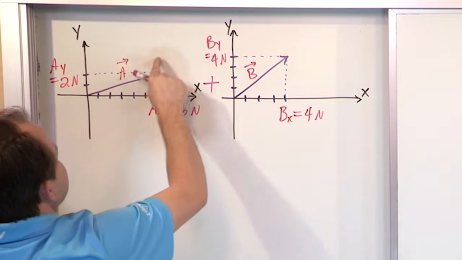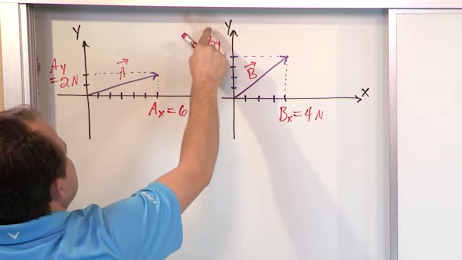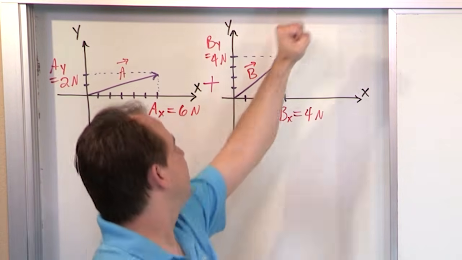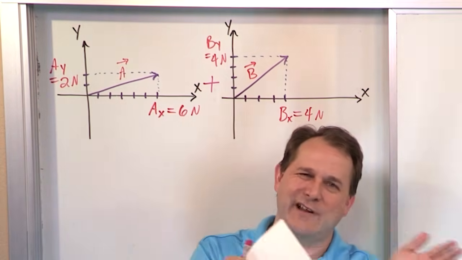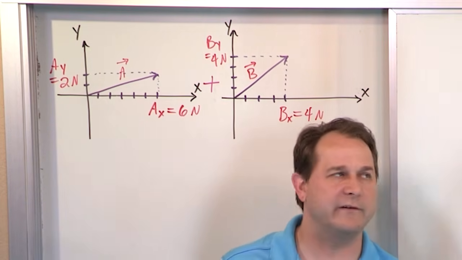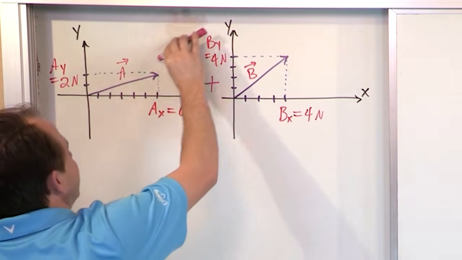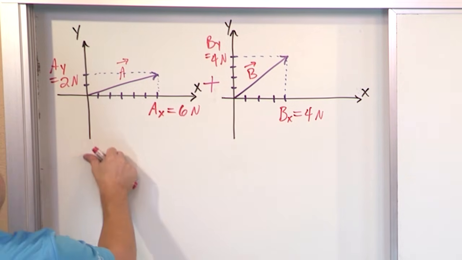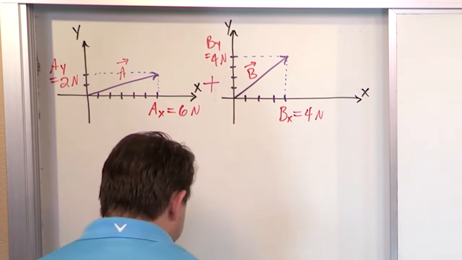So the sum of the vectors is going to be something like this, which makes sense because if I'm pulling this way and I'm also pulling this way, then they're kind of in the same direction. They're not quite, but they're sort of in the same direction. So it makes sense that the final vector would be longer like this. But we don't want to do graphical. Graphical's, you know, kind of a pain. So how are we going to do it?